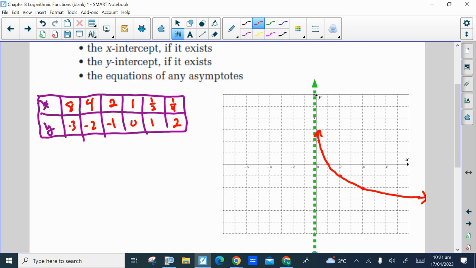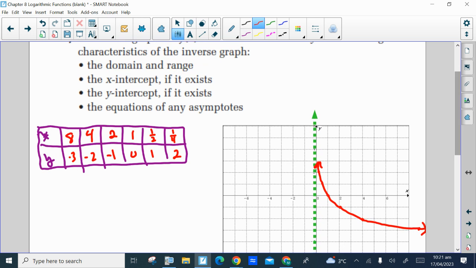So there's the graph of that logarithmic function. It is a decreasing function because the base is between 0 and 1. But it doesn't change our domain and range. The domain is the same as the previous one. It goes from 0 to infinity, neither is included. Our range goes from negative to positive infinity.